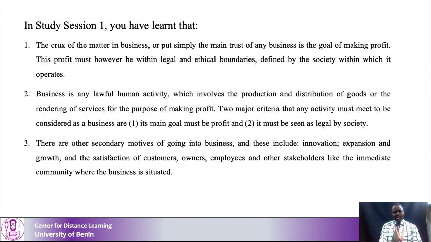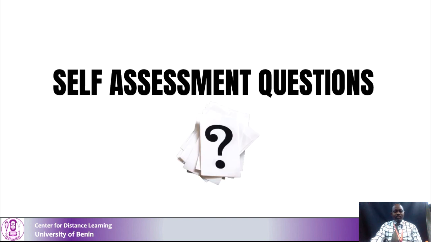There are two main criteria that you look at when you are doing business. One of them is the goal is profit, while the other one is that the business must be seen as legally acceptable by the society where the business is located. There are other secondary goals, motives that people have when going into business. It could include innovation, expansion, growth, satisfaction of customers, satisfaction of owners, employees, or other stakeholders. But we must understand that the core of doing business is to make profit.